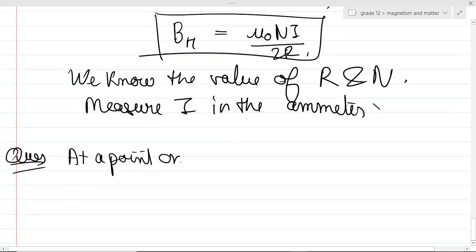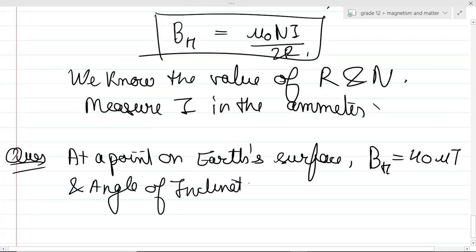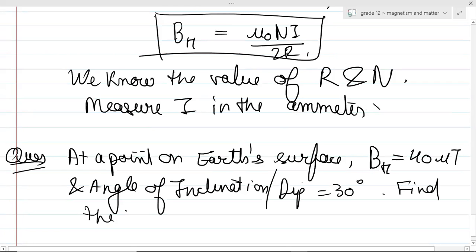At a point on Earth's surface, BH they have given is 40 microtesla, and angle of inclination is 30 degrees, and they have asked to find the total magnetic field.